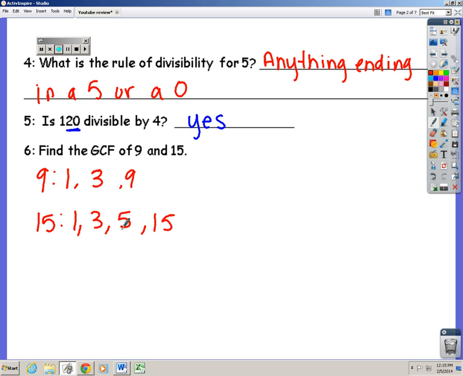Now if we look at our two lists, we want to see what we have in common. What we have in common in these two lists are our 3s and our 1s. Every number is going to have 1 in common, but we want to find the greatest common factor. So we are going to choose our 3. So our GCF equals 3.